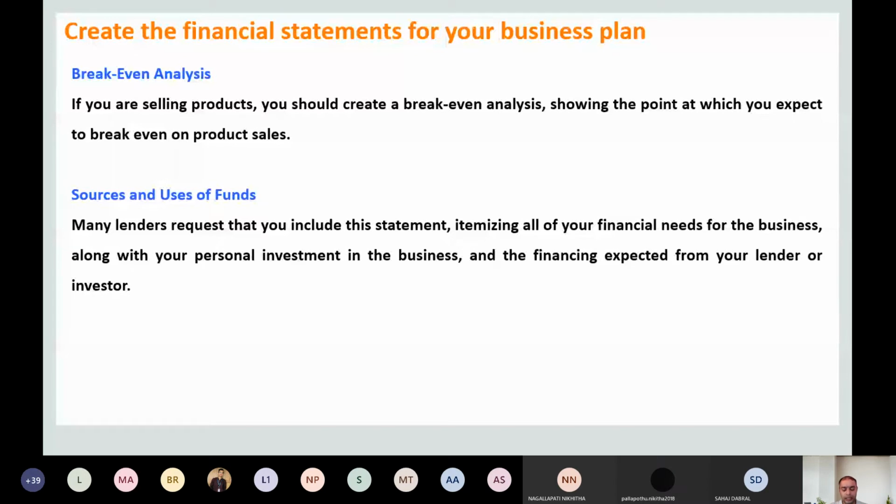What is break-even analysis? Say for example, you have invested 10,000 rupees, and the cost of one unit of your product is 1,000. So after selling 10 units, you will reach the money that you spent. That means you spent 10,000 rupees overall. The cost of one unit of your product is 1,000 rupees. That means if you sell 10 units, you will recover the money you spent. Then whatever units you sell after these 10, that will be your profit.